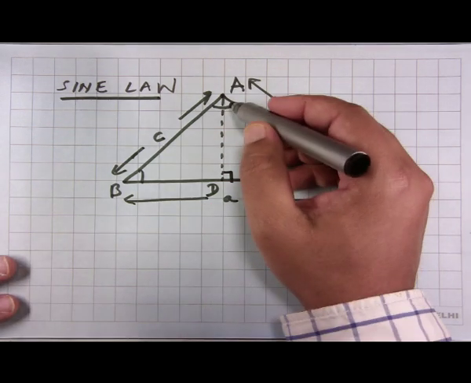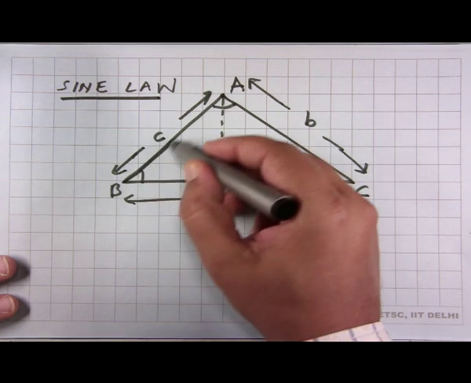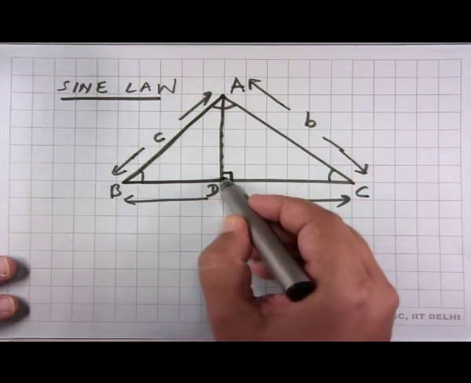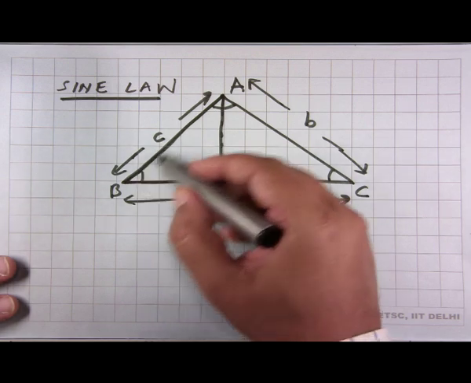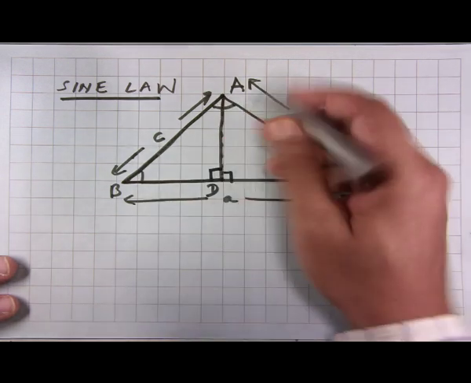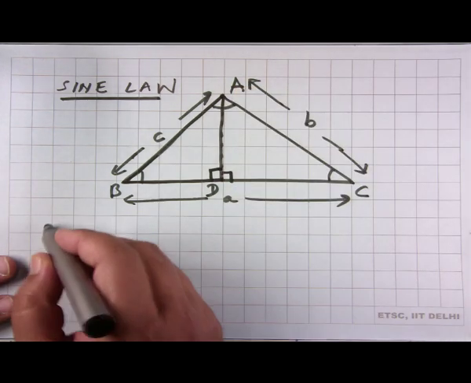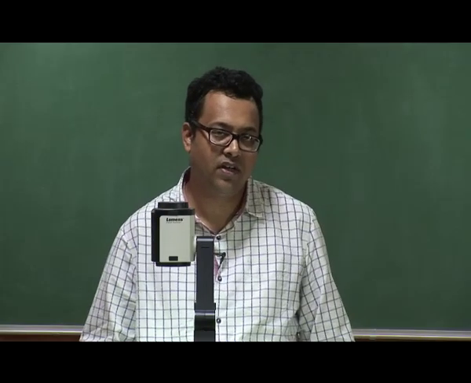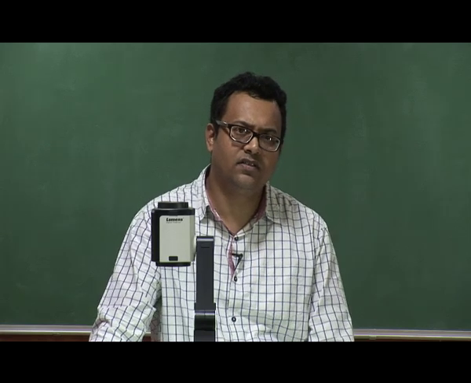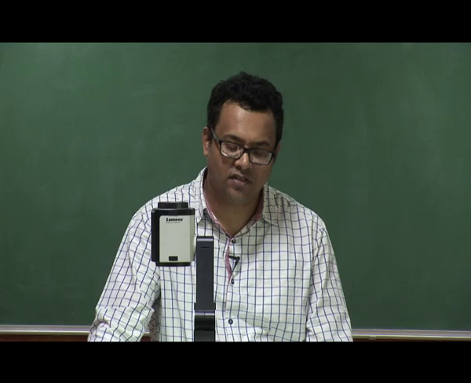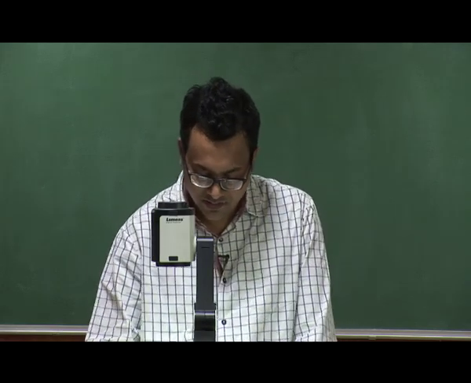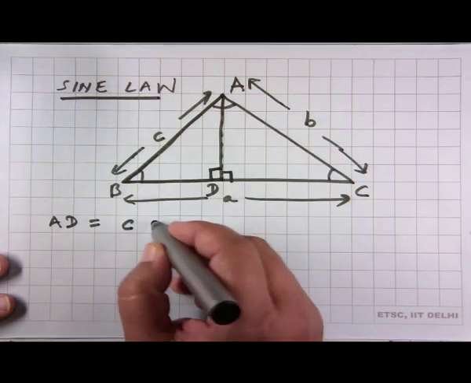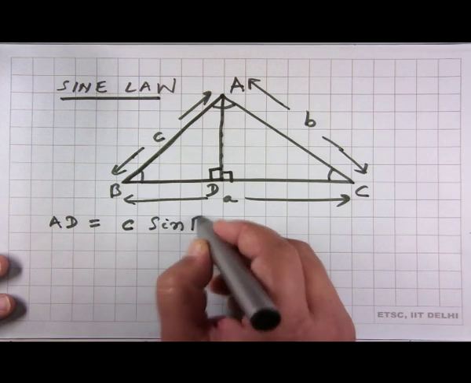If you look at this particular right angle triangle, this is 90 degrees and this is the hypotenuse. From the basic definition of the trigonometric ratios that we have already seen in the first lecture on trigonometric functions, we know that this side AD is nothing but equal to c times sine of the angle B.